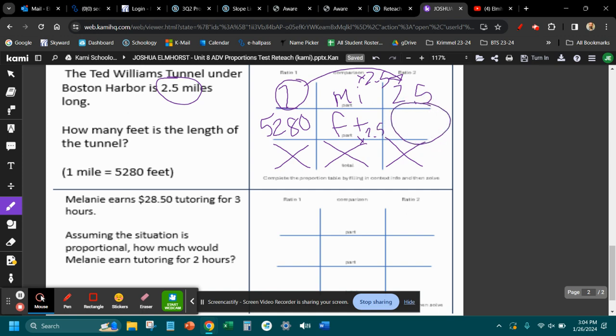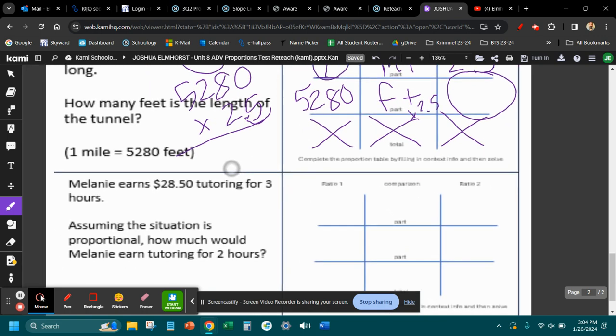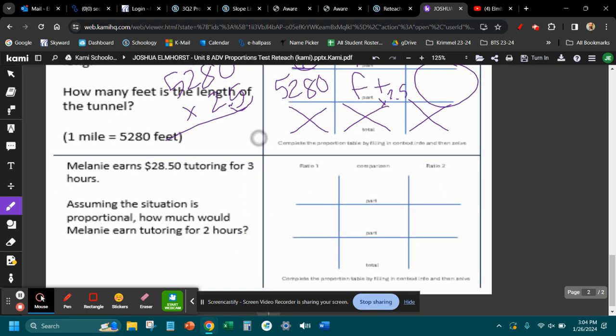Now, we had a few issues multiplying with decimals. Students should have multiplied by 25 and then moved the decimal over 1 time in their answer. So a lot of kids were multiplying by 2 and then trying to do it separately, and they were coming up with incorrect answers. And last one, Melanie is tutoring 3 hours for $28.50.